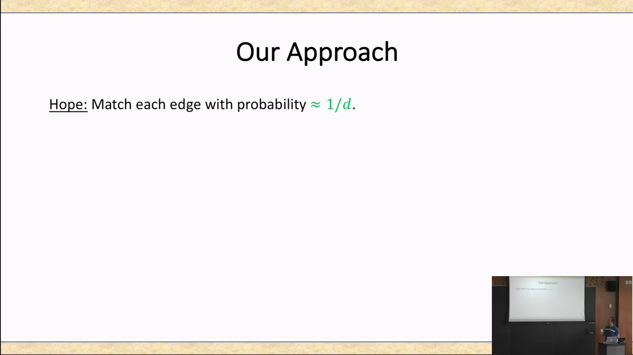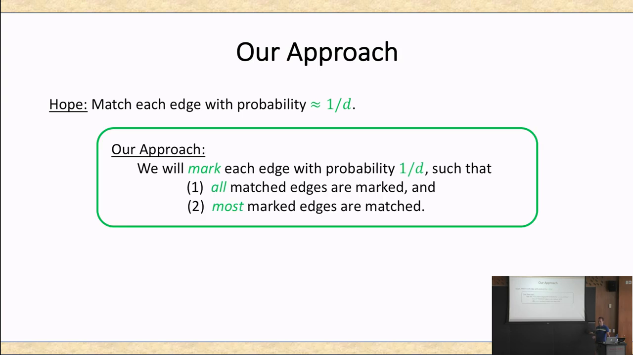So again, our general hope is to match each edge with probability roughly 1 over D, and our approach will be as follows. We introduce this notion of marking, so we mark each edge with probability exactly 1 over D, such that all matched edges are marked, and most marked edges are matched. So what we said earlier, we'll match T with some probability, and every node will be matched to T with probability proportional to its weight. So those guys get marked as well. And in addition, we'll also mark extra edges just for kicks.